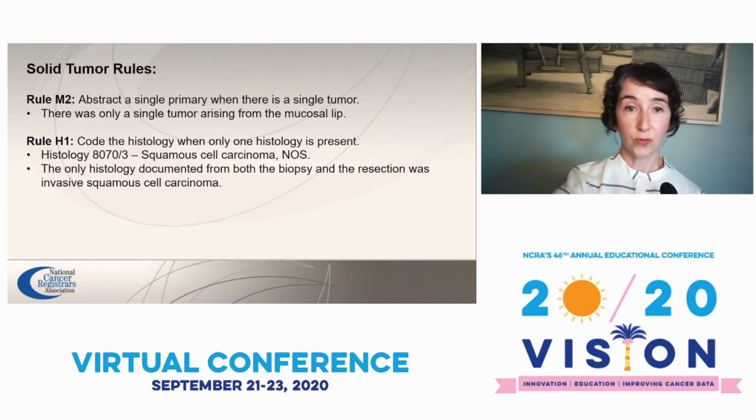So for the solid tumor rules, we have Rule M2. There was only a single tumor arising from the mucosal lip, so it's a single primary. And for the histology, we have Rule H1, and the histology is coded as 8070, or squamous cell carcinoma NOS. The only histology documented from the biopsy and the resection was just invasive squamous cell carcinoma.